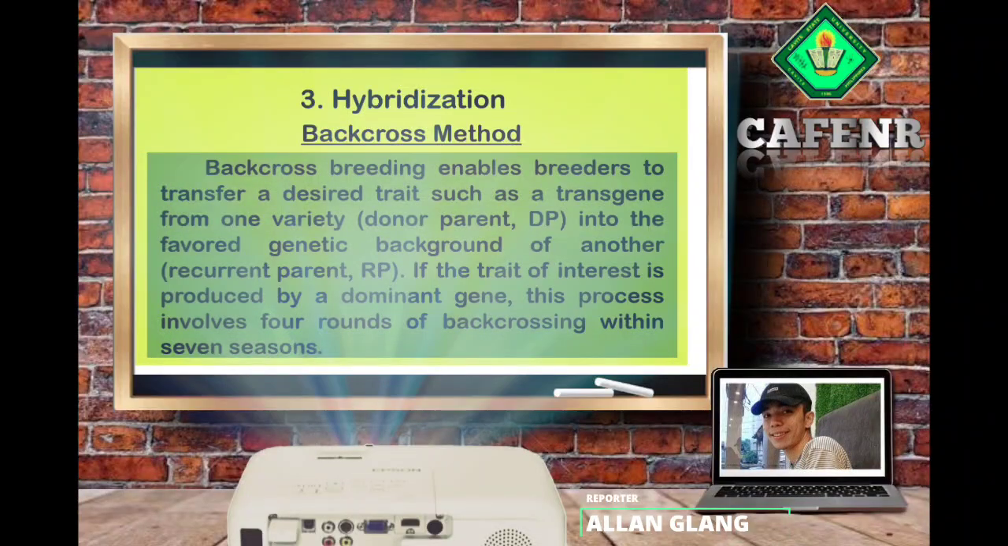Backcross method. Backcross breeding enables breeders to transfer a desired trait such as a transgene from one variety, the donor parent or DP, into the favored genetic background of another, the recurrent parent or RP. If the trait of interest is produced by a dominant gene, this process involves 4 rounds of backcrossing with 7 seasons.